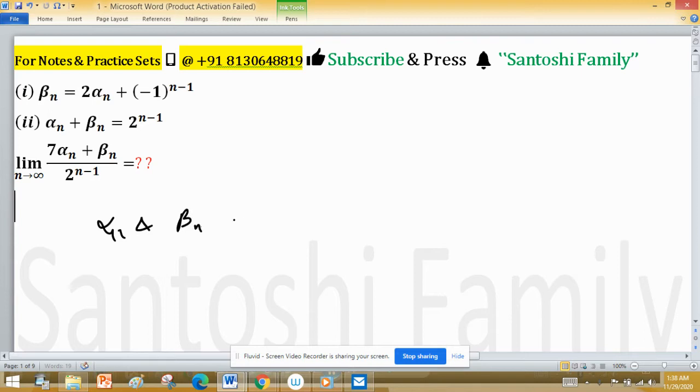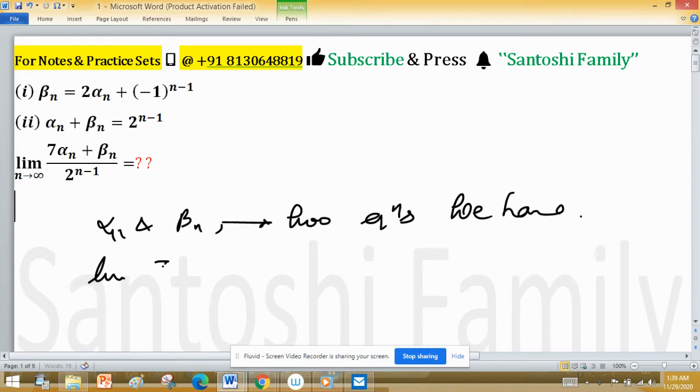in terms of alpha n and beta n. Two equations we have, and we have to find the limit of 7 alpha n plus beta n divided by 2 raised to the power n minus 1. So our first task will be to replace this beta n using the above two equations.